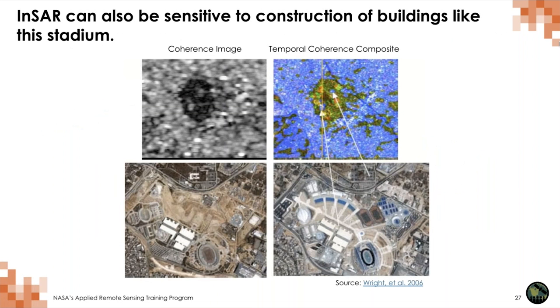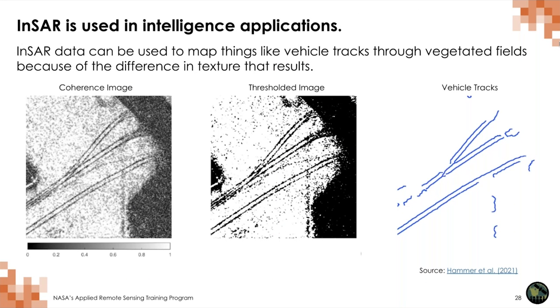But InSAR can also be sensitive to construction of buildings like this stadium from Wright et al. 2006. And it can be used in things like intelligence applications, where the InSAR data can map things like vehicle tracks through fields because of the difference in texture that results after a large vehicle with compact soils changes the arrangement of the scatterers, in this case soils, in that image region.